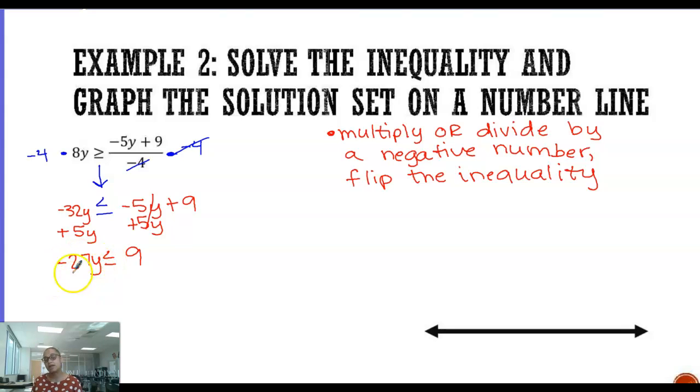And my goal is still to get y alone, but look what's happening here. If I notice, I'm about to divide by -27. Remember the rule? If I multiply or divide by a negative, I have to flip the inequality. So it's kind of interesting that this inequality is going to flip again. So I have y, flip that inequality, is greater than or equal to negative.